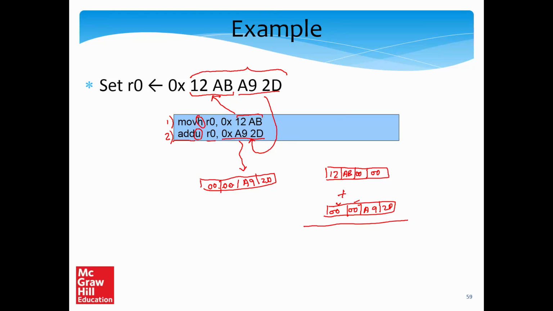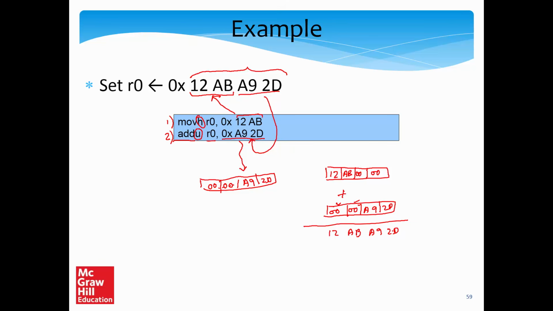Right? Had we not given the modifier, we would have gotten the wrong answer. To get the right answer, we add the U modifier to ensure that these two upper bytes are 0 and 0, and then we do the addition. So we get 1, 2, AB, A9 and 2D, which is exactly the answer that we wanted.